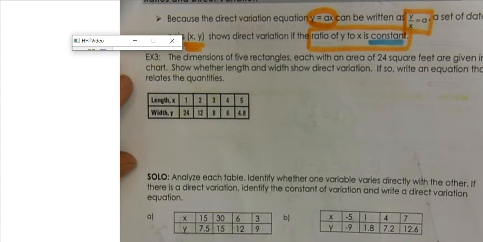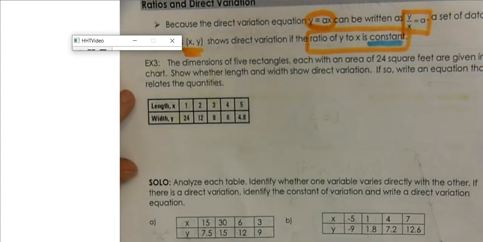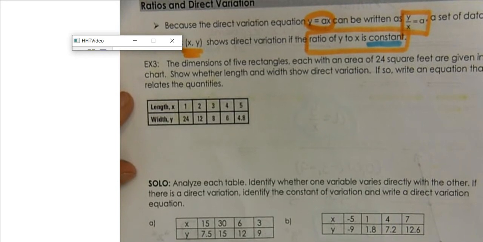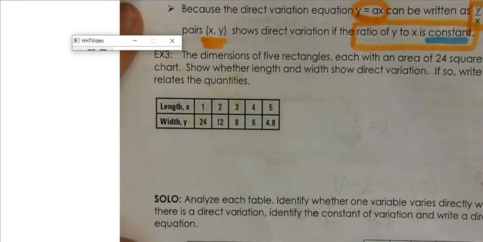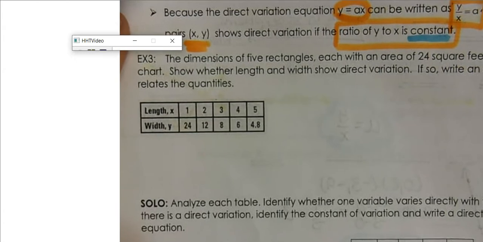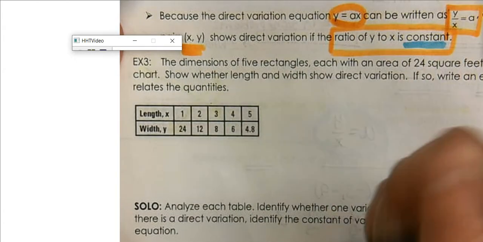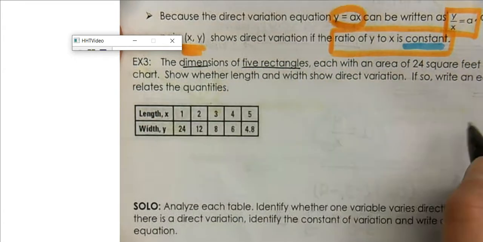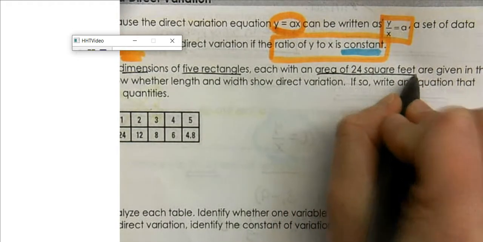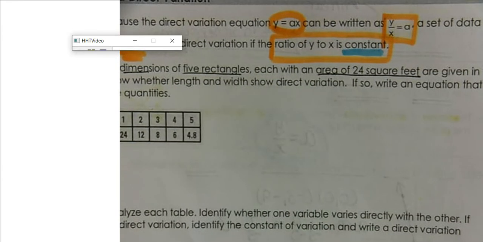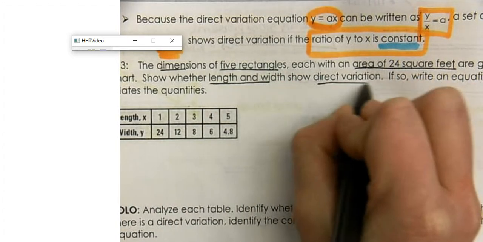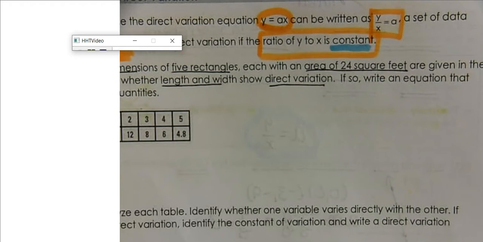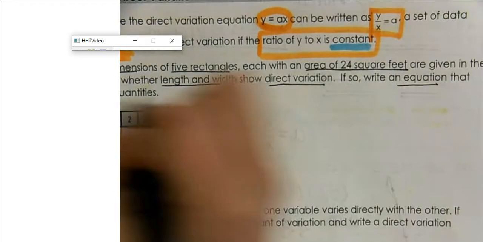If you see that y divided by x is not the same number every time, then you do not have a direct variation. You have something else. So let's look at example number 3. In example number 3, it says the dimensions of 5 rectangles, each with an area of 24 square feet, are given in this chart. Show whether the length and width show a direct variation. And if so, write an equation that relates the quantities.